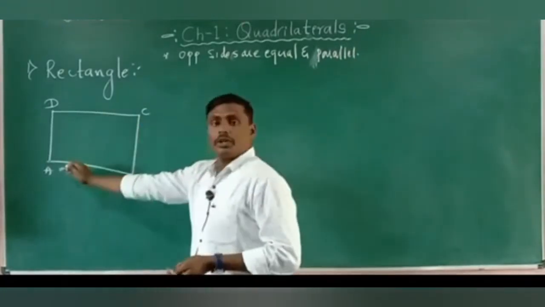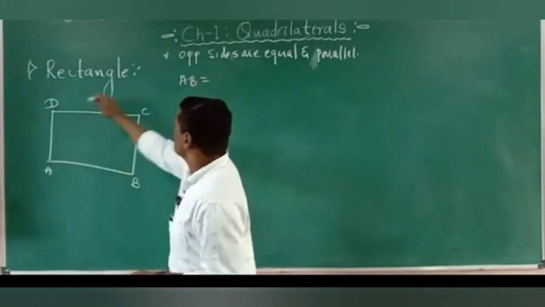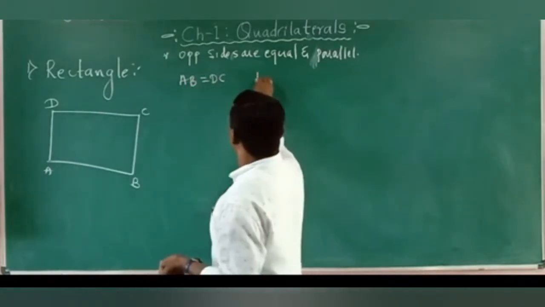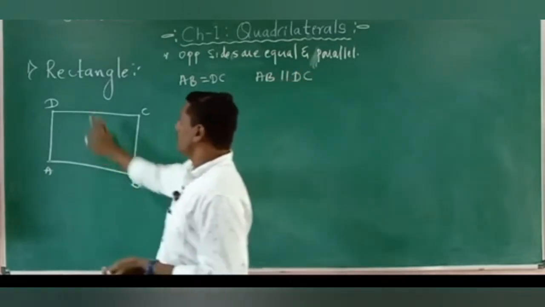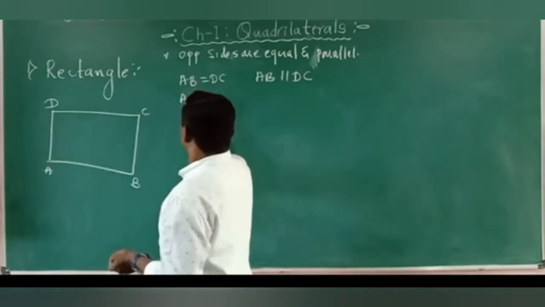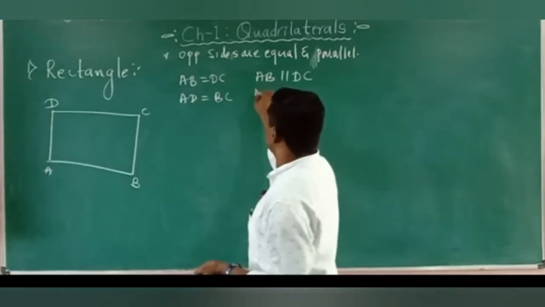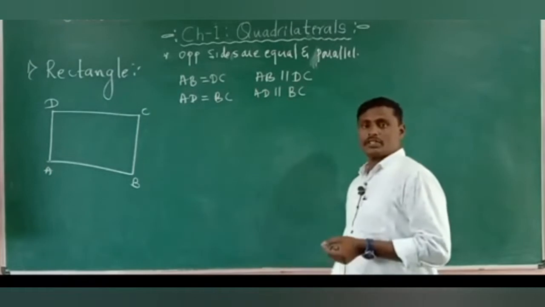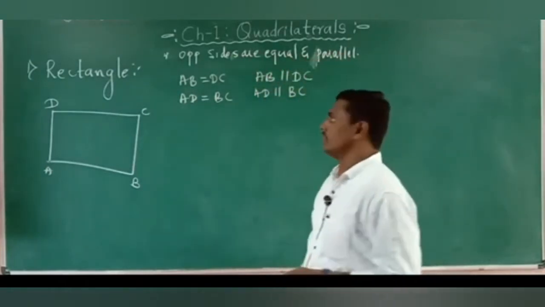So what are the two equal sides here? AB is opposite to DC. The opposite sides are equal and parallel, meaning the opposite sides are parallel to each other. This is one pair. Next, the second pair: AD is equal to BC, and AD is parallel to BC. So the first property is opposite sides are equal and parallel.